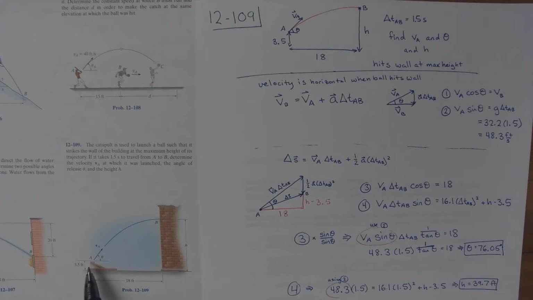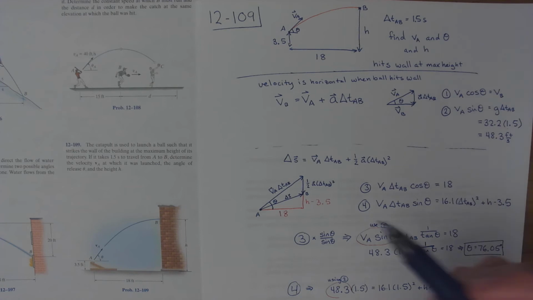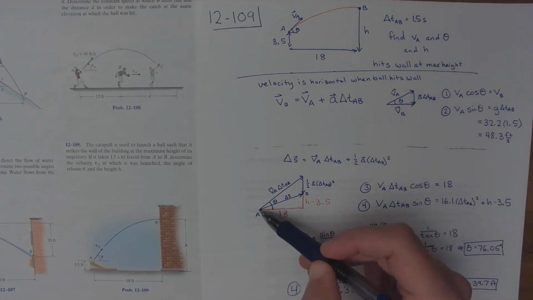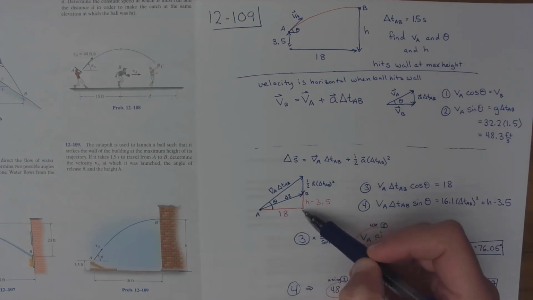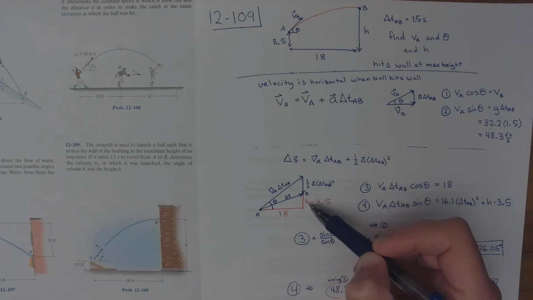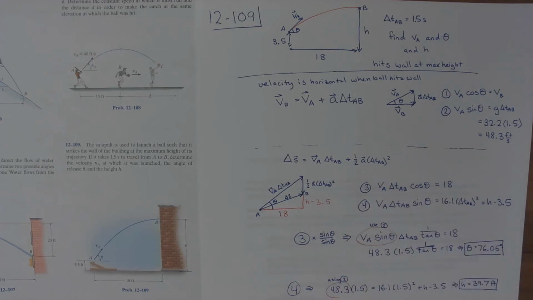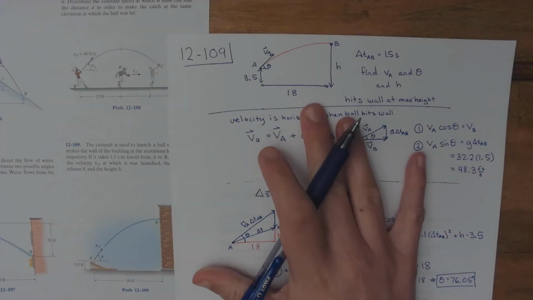Okay, and note that the ball is launched 3.5 feet above the ground, and when they ask you for h, that is being measured from the ground. So when we draw our vector diagram going from the height at which the ball was launched to point B, that's going to be h minus 3.5. Okay, so we have all the information here.